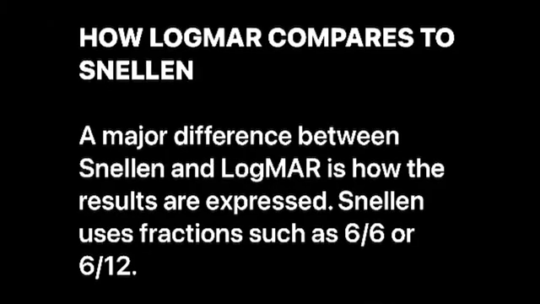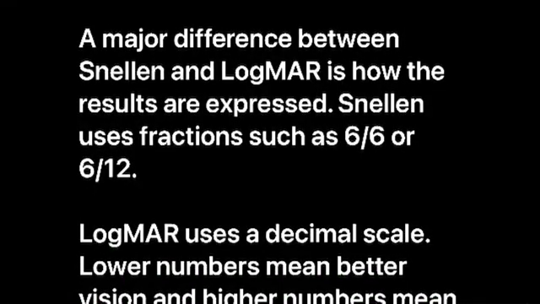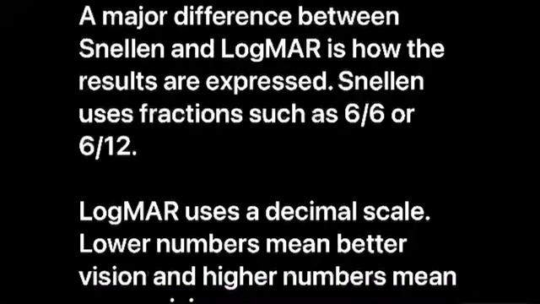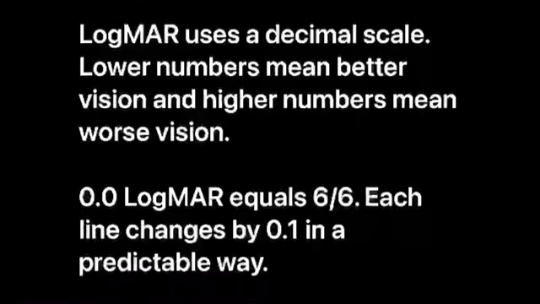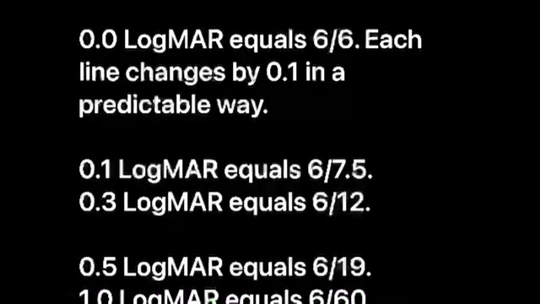How LogMAR compares to Snellen. A major difference between Snellen and LogMAR is how the results are expressed. Snellen uses fractions such as 6/6 or 6/12. LogMAR uses a decimal scale. Lower numbers mean better vision, and higher numbers mean worse vision. 0.0 LogMAR equals 6/6. Each line changes by 0.1 in a predictable way.